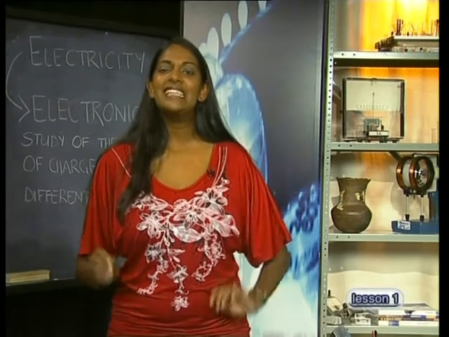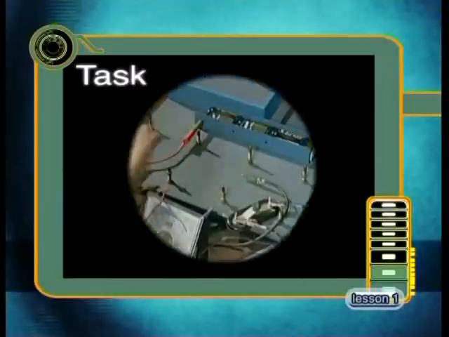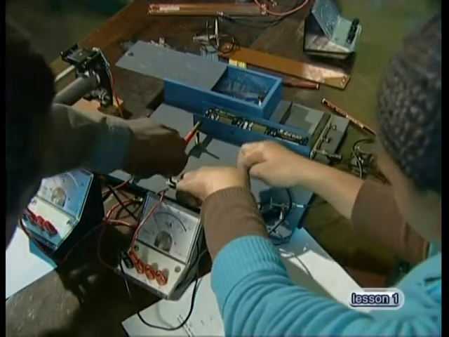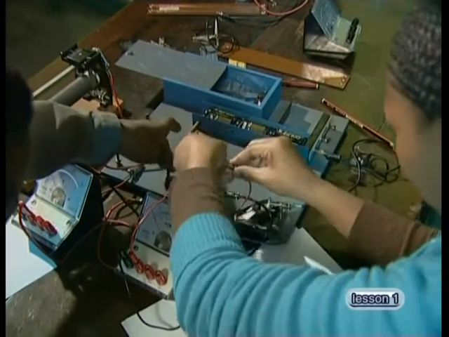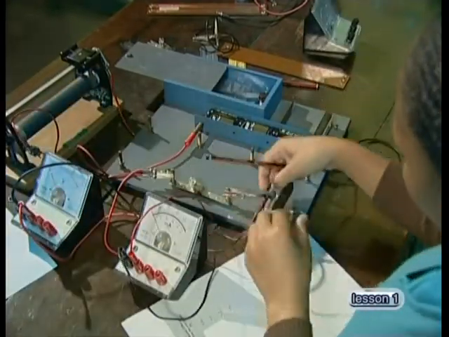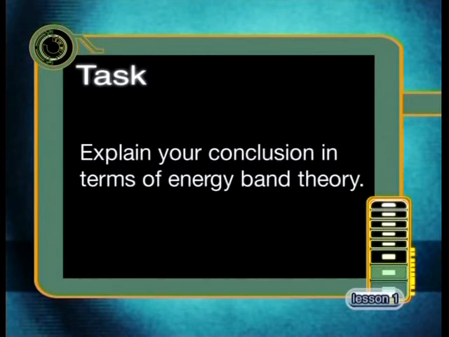Well, this is exactly what I want you to think about for your task today. I asked the learners that helped out in the lab to set up an experiment to test the resistance of a light bulb. I want you to analyze the results the learners got when using a light bulb instead of the wire. Use this table of results to draw a graph of potential difference and current for the light bulb. Use your graph to draw conclusions about the way a light bulb filament conducts electricity. Explain your conclusion in terms of energy band theory.